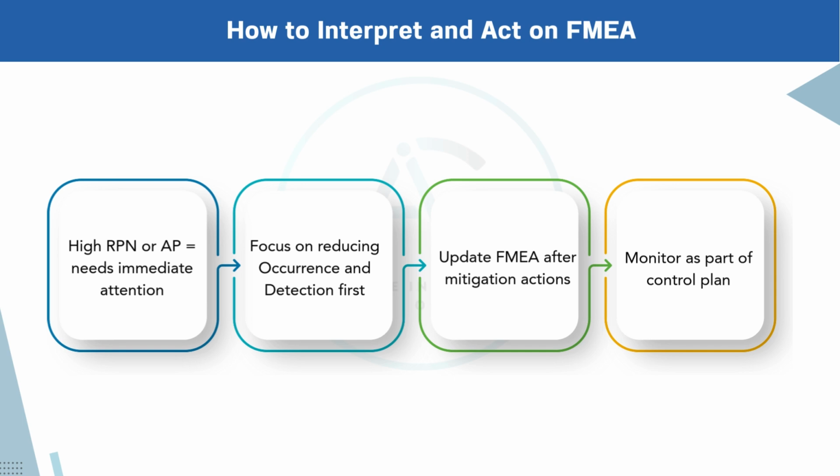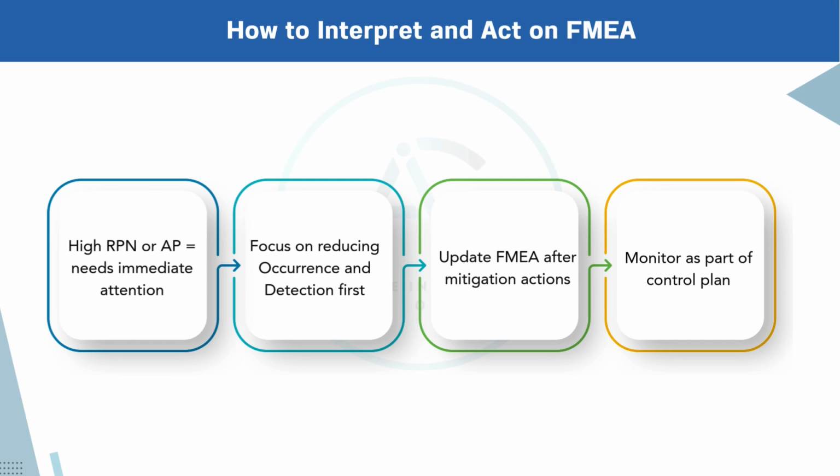Copy-pasting ratings without team discussion. Sometimes teams reuse old severity, occurrence, or detection ratings without re-evaluating them for the current context. This defeats the purpose of FMEA being a team-based analytical activity. Make sure you involve all key stakeholders when assigning ratings and justify them based on current data.